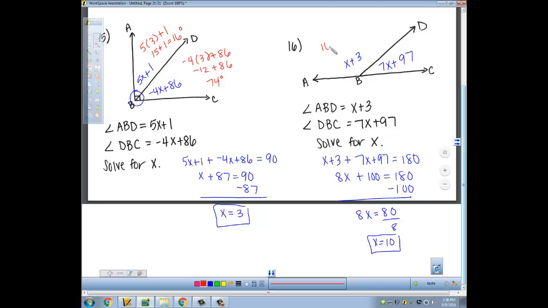If I plug in 10, 10 plus 3 is 13. Now that is obviously not a 13-degree angle. And then 7 times 10 plus 97 is 70 plus 97. So that would give me 167. So don't just believe what you see, because this obviously doesn't look like a 13-degree angle, but apparently that's what I came up with. So x was 10, this would be 13 degrees, that would be 167 degrees.